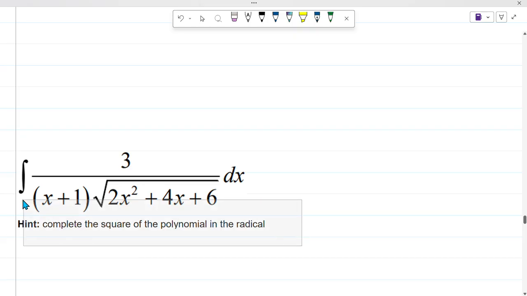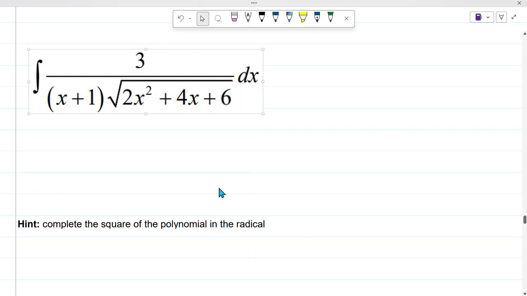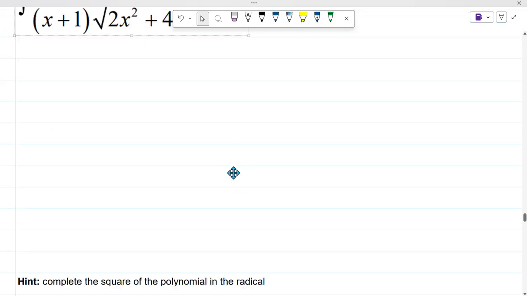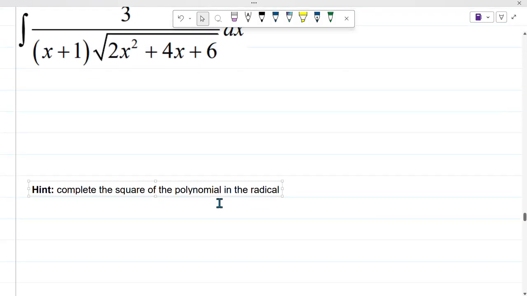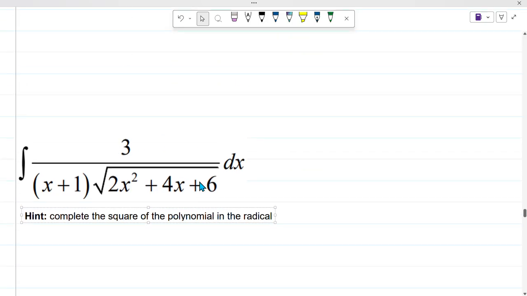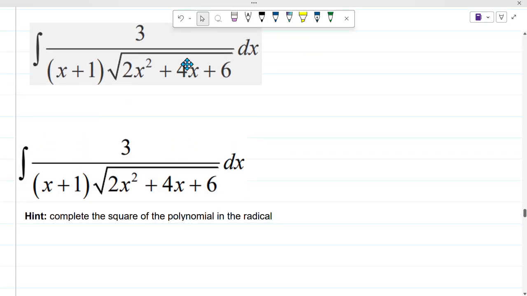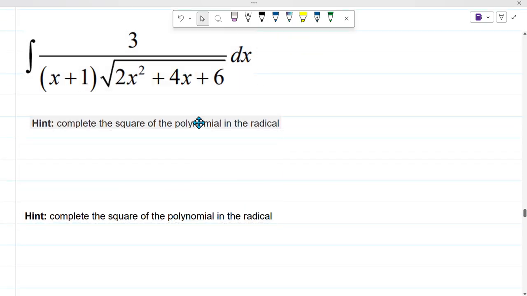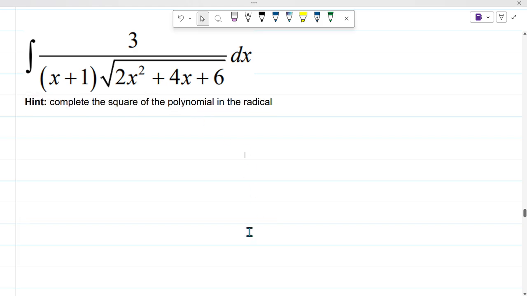Okay, now we have this question here. Before we talk about it, let me just align it nicely and give it enough space. Okay, we have this question here that says the integral of 3 divided by x plus 1 multiplied by the square root of 2x squared plus 4x plus 6 dx.